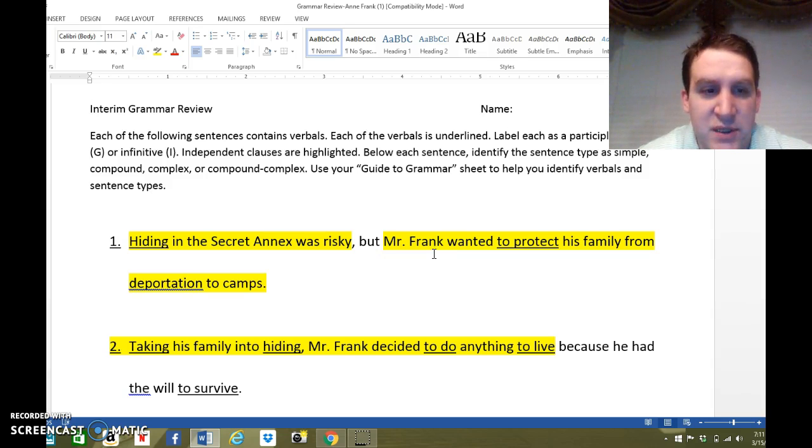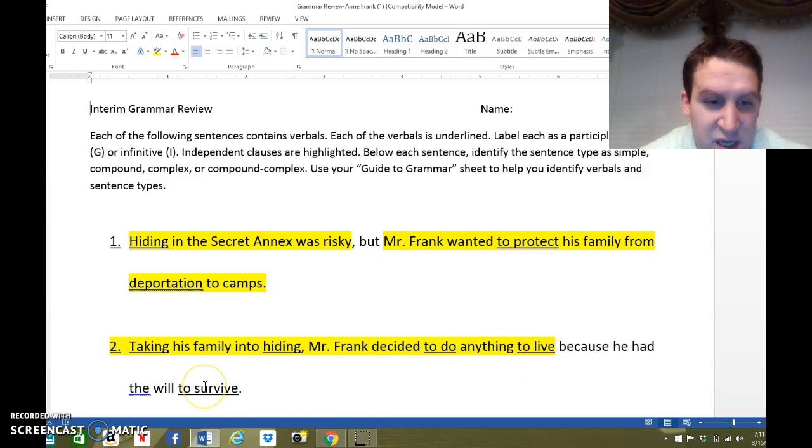You would have wanted to label this as a compound sentence because it's two independent clauses. All right, let's go to example number 2. So example number 2, we have a lot more verbals. We have taking, we have hiding, we have to do, we have to live, and we have to survive.